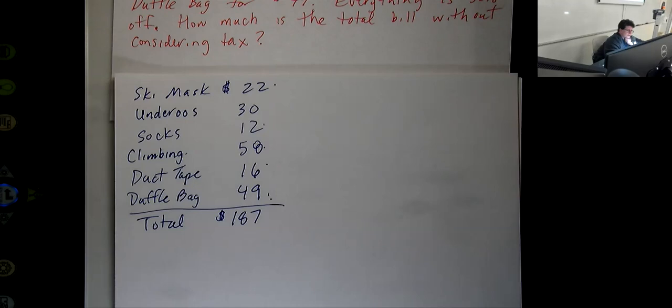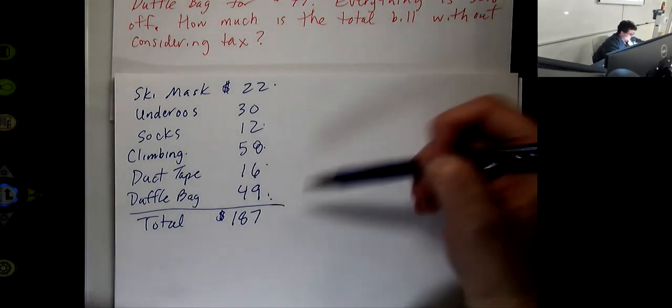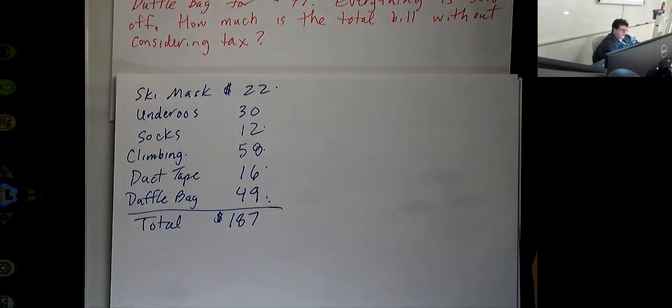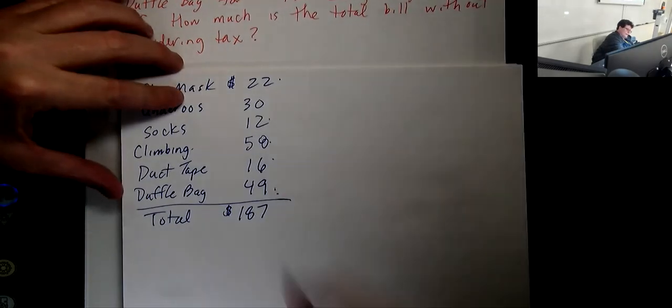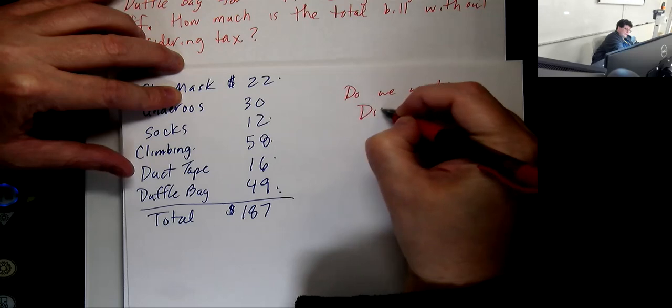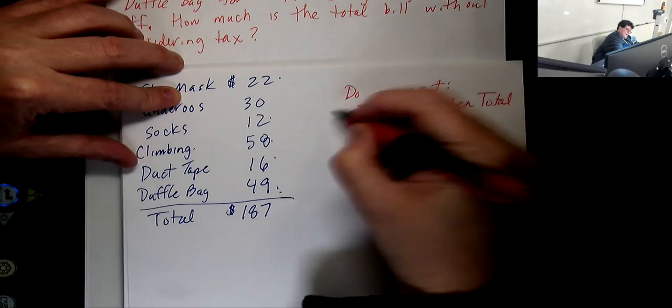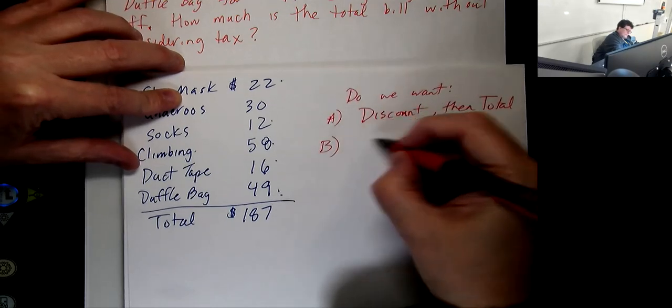Why did I do the total first? Why didn't I figure out what each item was? That's how it goes at the register. It'll calculate how much each item is discounted, which is a lot more math. So we could do the 30% off on each one, or we can do it at the end. Now, the question is, what do you want to find exactly? Option A is the discount, then the total price. Option B is just jump straight to the bill.